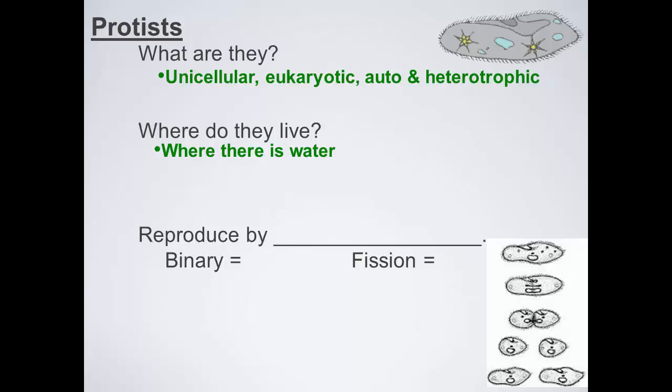And there are also some protists that live inside of other organisms. They can be parasites. Some protists cause diseases. Probably one of the most common is a disease called dysentery. You ever heard of that? It's sometimes called amoebic dysentery because it's caused by a parasitic amoeba that causes disease in the digestive system.